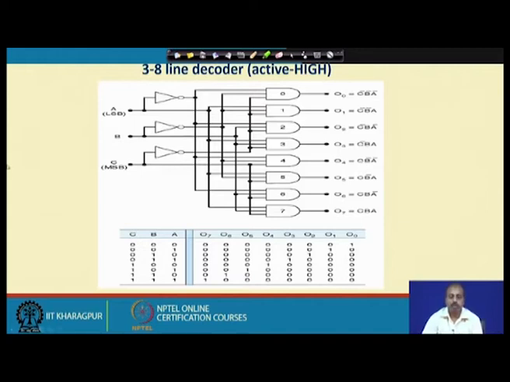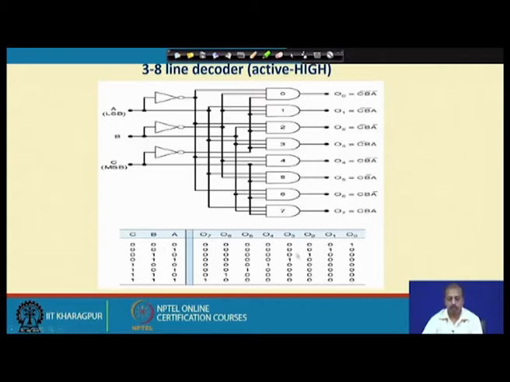So, how have we represented it? This is an AND gate here, and you see the inputs are coming from A bar, then B bar, which is the inverted B, and also C bar. When A bar, B bar, C bar are all equal to 1, then this output O0 will be equal to 1 and all other outputs will be equal to 0.